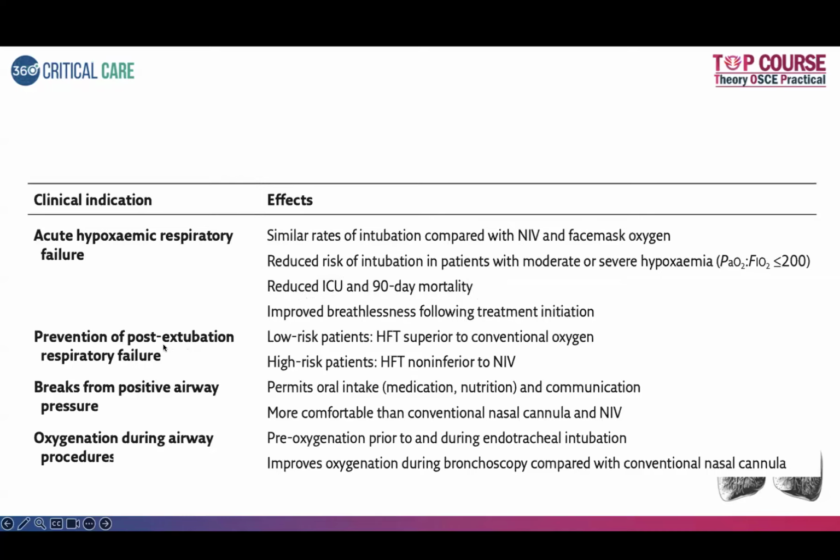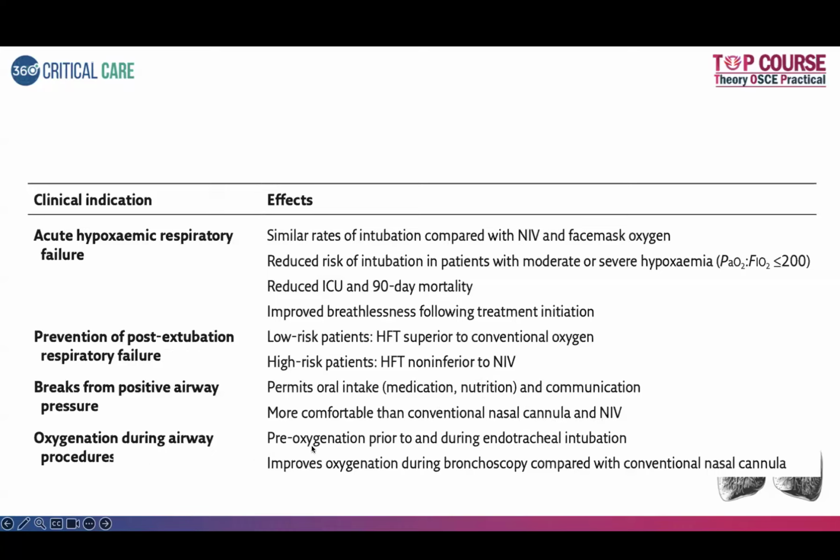With respect to prevention of post-extubation respiratory failure in low-risk patients, HFNC was found to be superior to conventional O2. In high-risk cases, it was found to be non-inferior to NIV. For breaks from positive pressure ventilation, it permits oral intake and communication, and it is more comfortable than conventional nasal cannula and NIV. The thing with nasal cannula is with higher O2 being delivered, it can cause dryness of your nasal mucosa, and that itself can cause an increased risk of nasal bleeding.